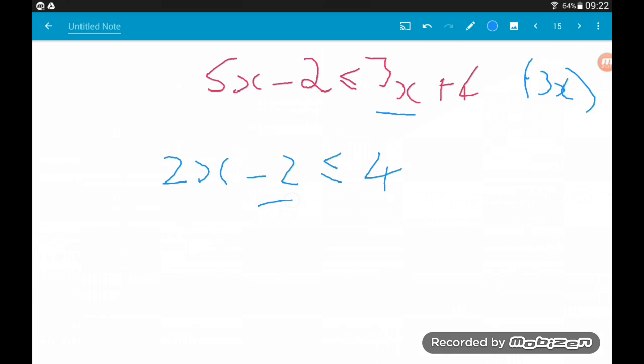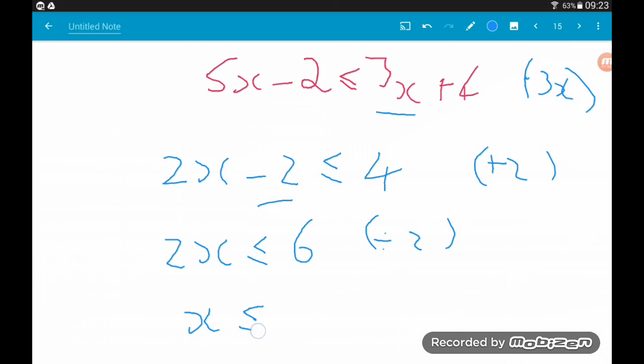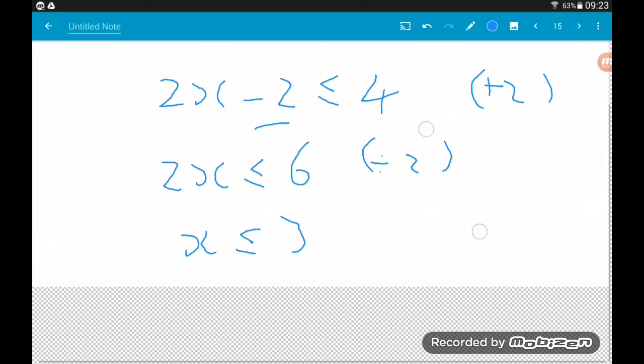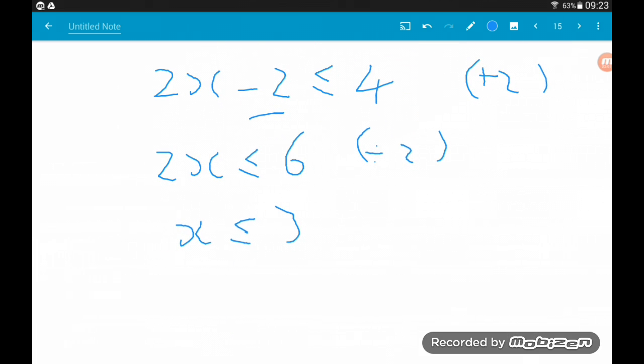Then I'm going to sort out this minus 2. So we add 2. So we get 2x is less than or equal to 6. And then finally we divide by 2. And we get left with x is less than or equal to 3. Now if we want to write that in set notation, we would say x is such that x is less than or equal to 3. Like that. Good times.